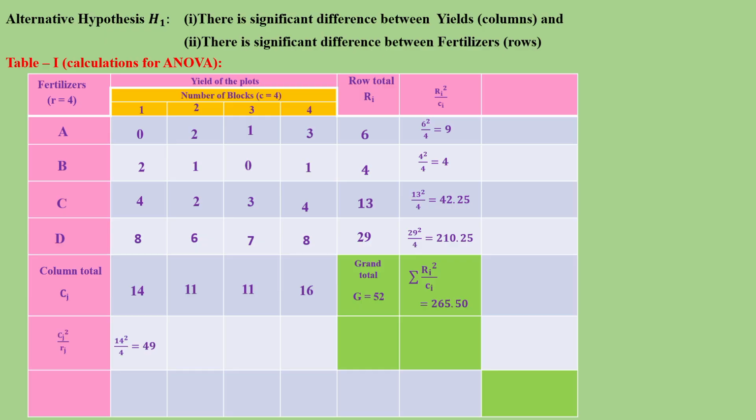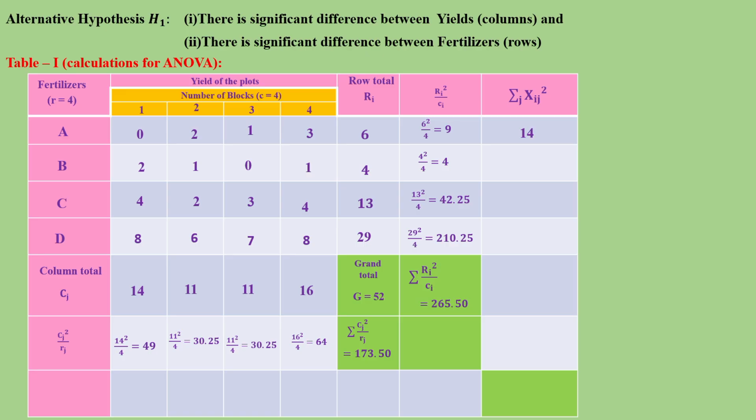Similarly find for the columns, Cj square by Rj. First C1 square by R1, 14 square by 4, is equal to 49. C2 square by R2, 11 square by 4, is equal to 30.25. Then 11 square by 4, 30.25. Then 16 square by 4, 64. So add up all of these: summation Cj square by Rj is 173.50.